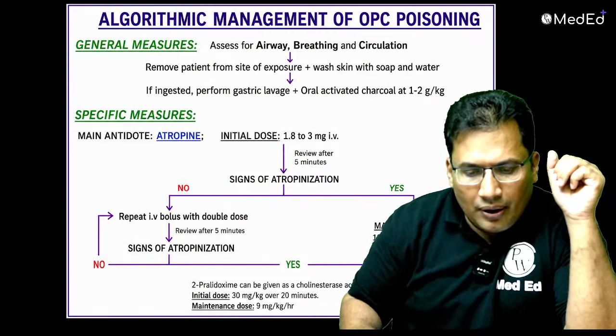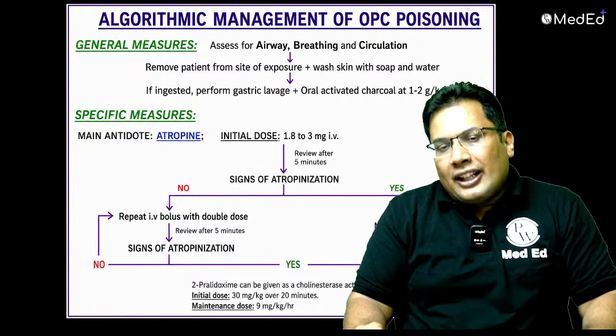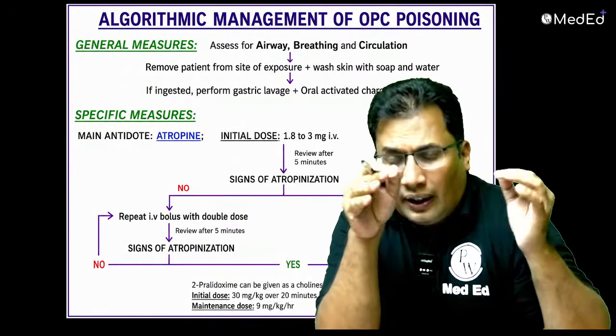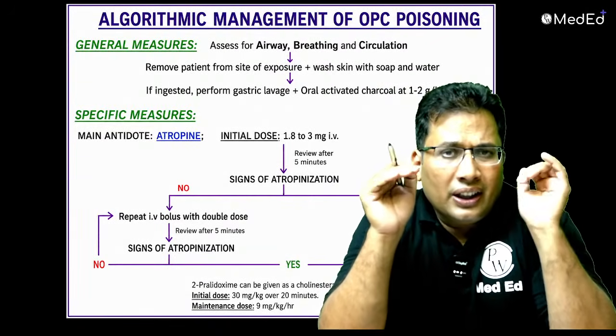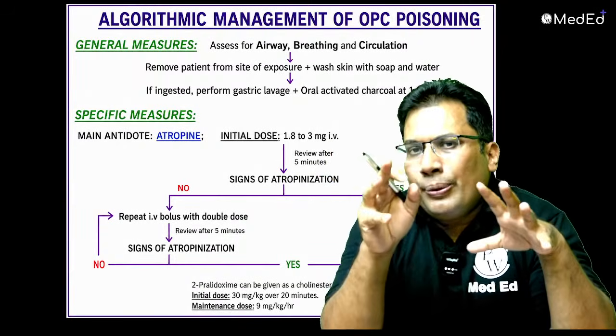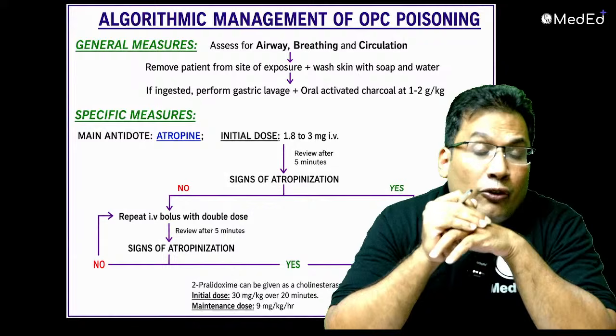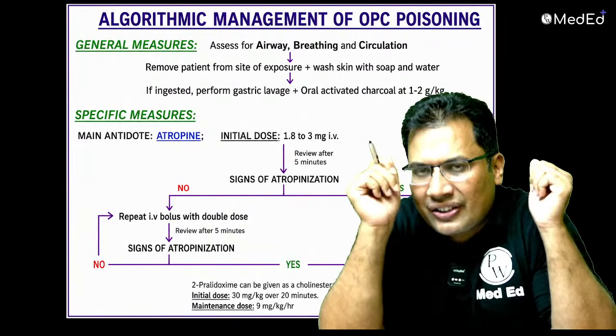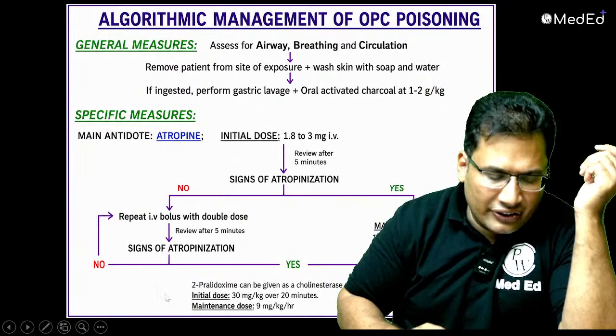Okay. Now the treatment, the management. Try to memorize. The drug of choice is atropine. Atropine is the drug of choice in case of OP poison. Before that, there are some general measures. What are the general measures?